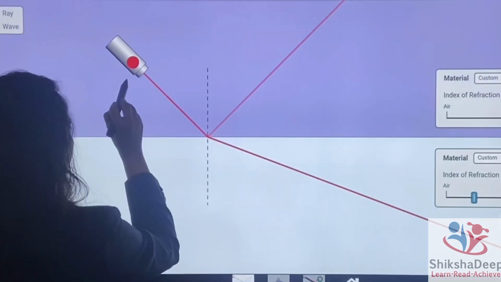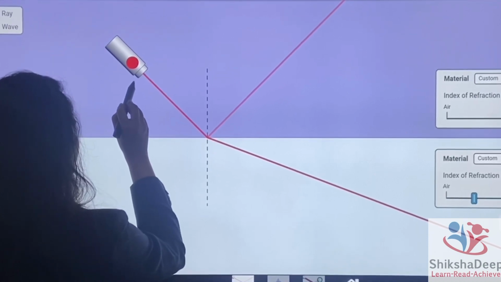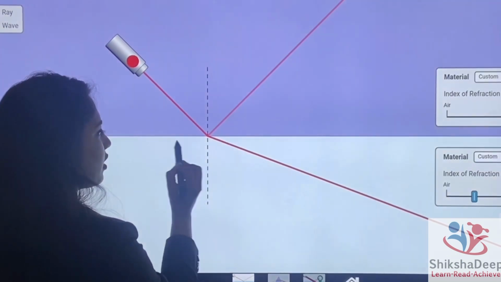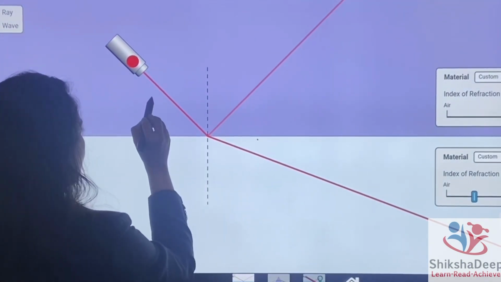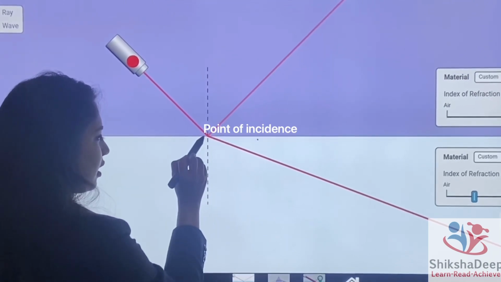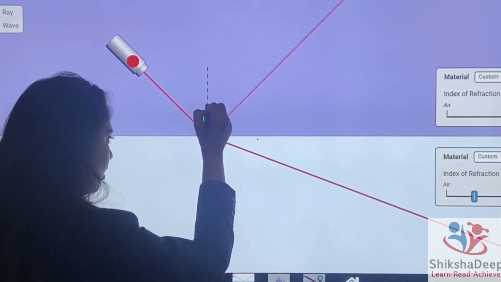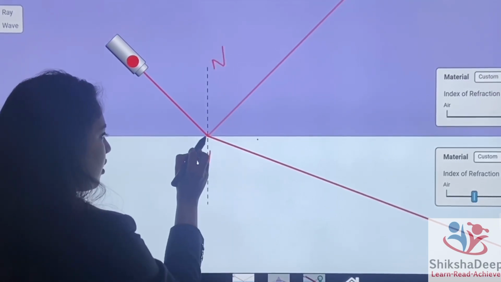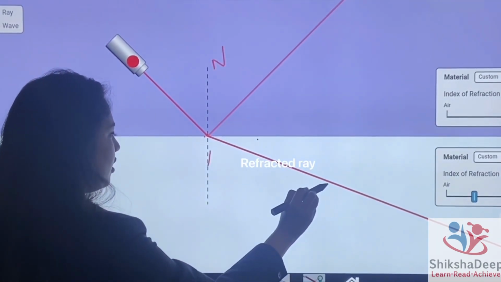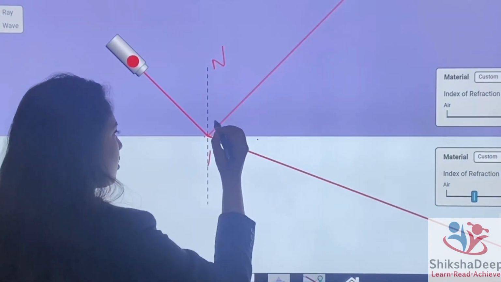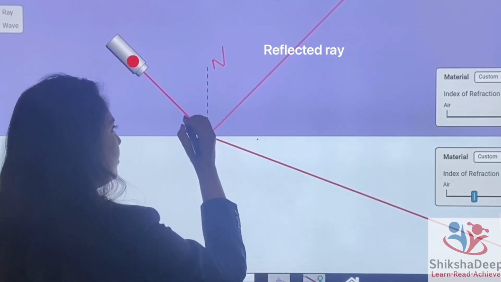For that, we should know a few important terminologies used in this chapter. When a light ray travels in a straight line and strikes obliquely at the surface of another medium, this is called incident ray. This is called point of incidence. And when we draw a perpendicular line at point of incidence, that is called normal. And the bent ray is called refracted ray. We also know light ray suffers partial reflection, so this is called reflected ray.